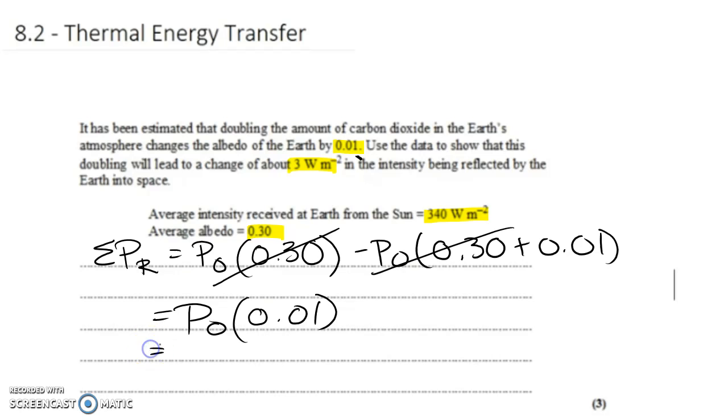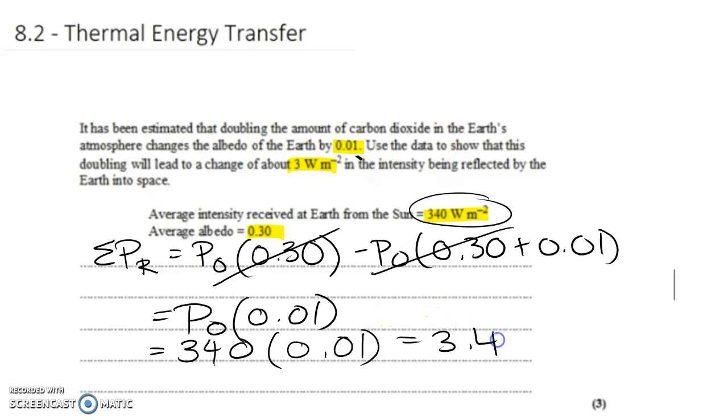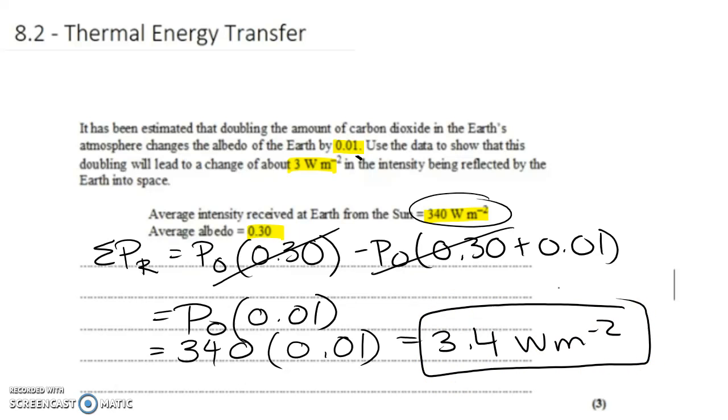Then you're going to plug in the 340 given for the original, and you're going to have 0.01 there as well. So then that's going to equal 3.4 watts per meter squared. And that is telling us that the doubling will lead to a change of about 3 watts per meter squared. In this case, it's 3.4, but it's about 3 in the intensity being reflected by the Earth into space. So, yeah.